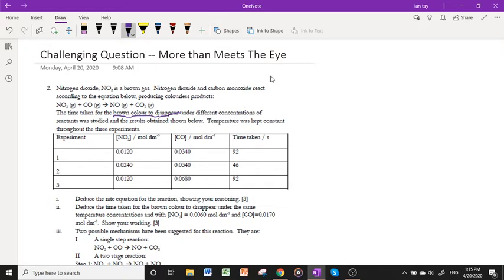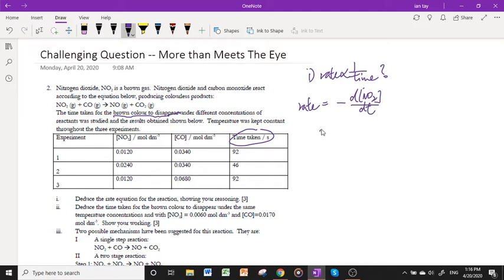Okay, so now we first need to relate this time taken over here. How does it relate to rate? And so can we just use the simple approximation of rate is proportional to 1 over time? So to find out whether we can do this, we have to go back to our fundamental definitions of reaction rate. So reaction rate is defined as negative d[NO2]/dt, am I right?